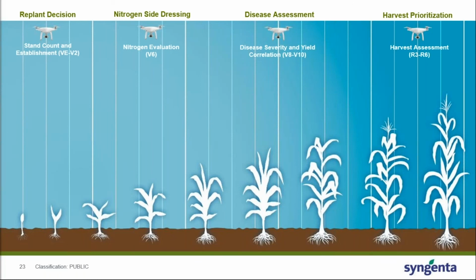So as we mentioned, you can utilize this tool all the way from planting through harvest. Whether it's using the stand count or looking at nitrogen, using it for crop protection possibilities like we talked about today, and then even flying your fields before harvest and seeing where they're at in the dry down stage and prioritizing which fields you want to harvest first. All those things are equally important throughout the season.